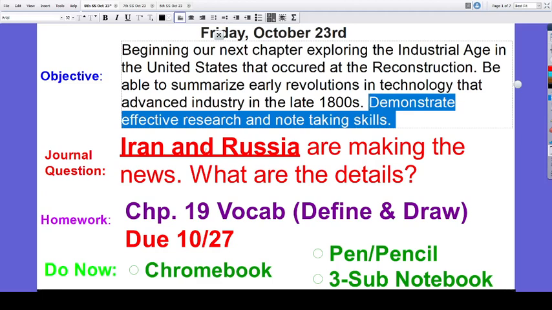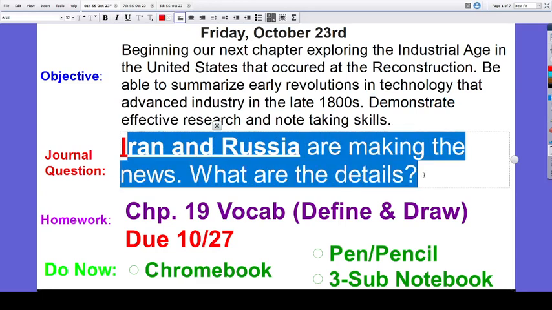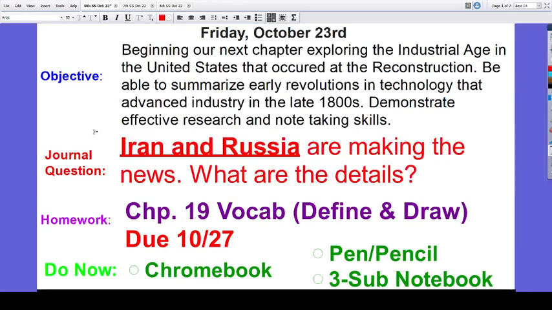Nice. Now let's go over our journal question, which is Iran and Russia. Nice job, by the way, yesterday with making them flip grids. They were actually pretty entertaining to see people make filters and stuff. But here is your answer.